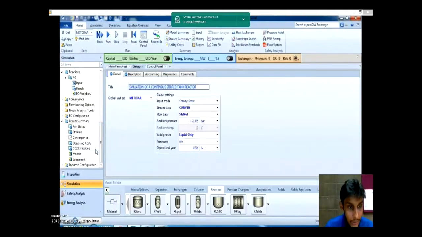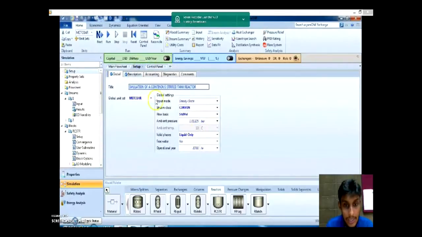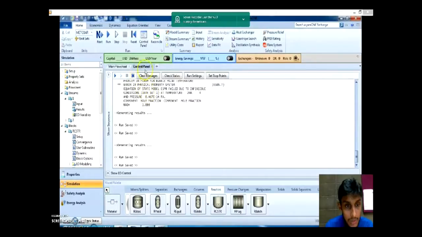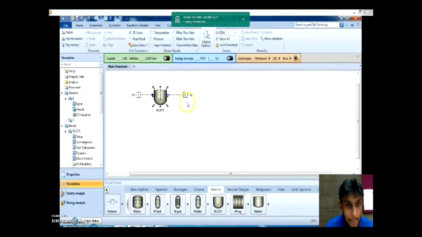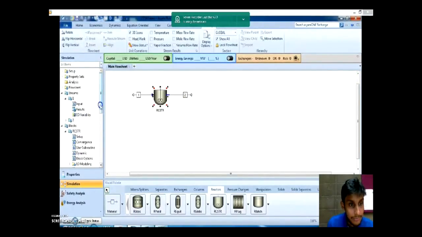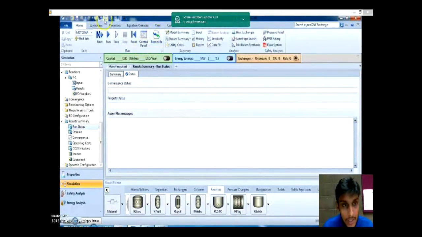So we are doing a cross checkup on our control panel, and since we have already run our simulation, we are still waiting for the results. So now our simulation is completed normally, and as you can see the results are present. So we can move on to the stream summary to check our results.